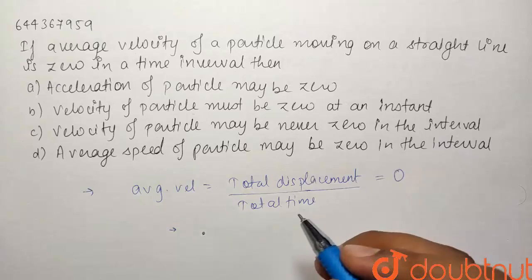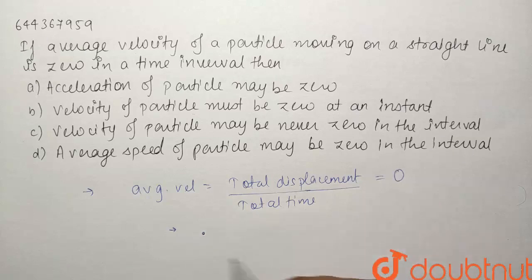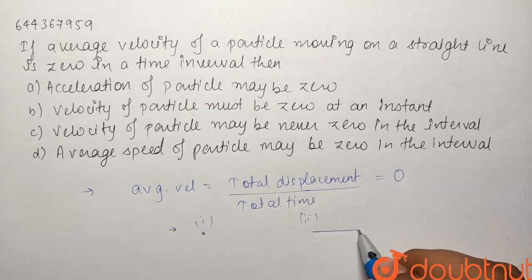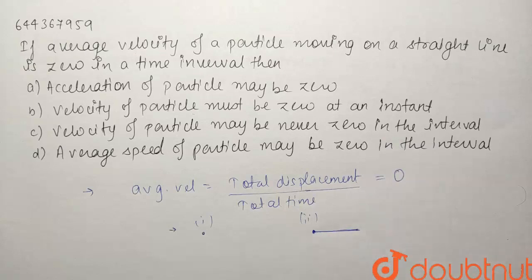Either the object didn't move at all, meaning it stayed at the point which it began with, or the second case would be that it moved, created a displacement, then again came back to the same point. So in the first case the velocity is always 0, and in the second case first it is going in a particular direction, then again it is changing direction. So if at this point it is changing its direction, it is clear that here the velocity has to be 0.